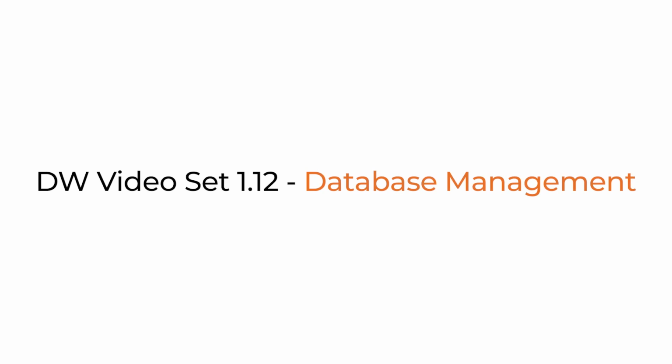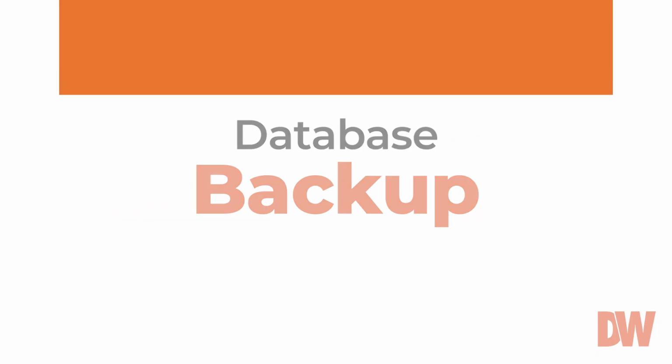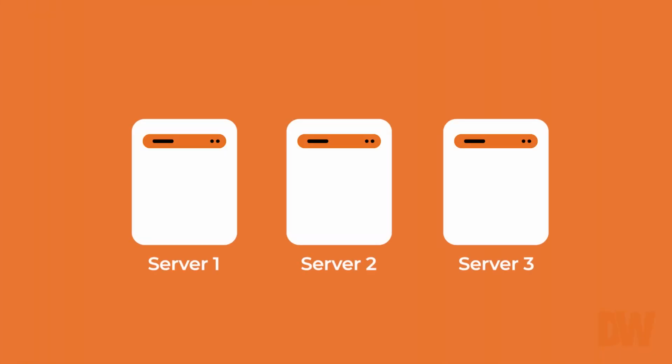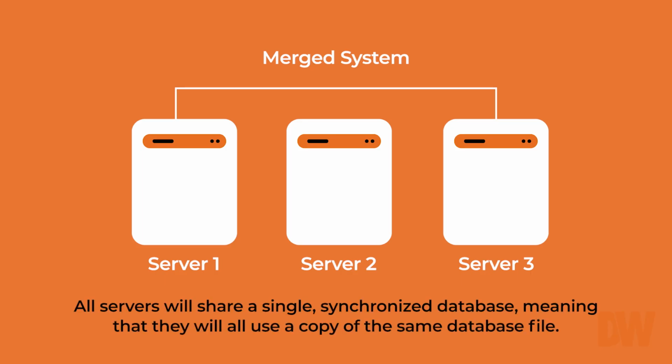Now that you have some basic knowledge into how DW Spectrum organizes and stores some of its data, we will go into how to back up the system database. While each server stores its video archive locally, it is worth knowing that each DW Spectrum server has its own database configuration. In cases where DW Spectrum servers have been merged into a multi-server system, all servers will share a single, synchronized database, meaning that they will all use a copy of the same database file.